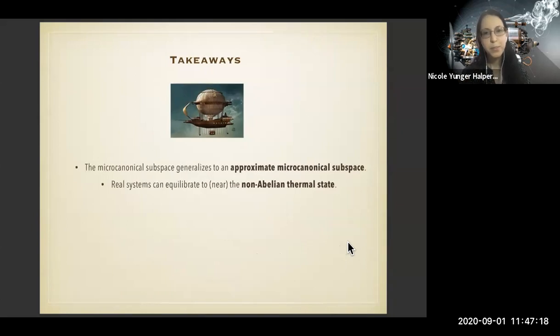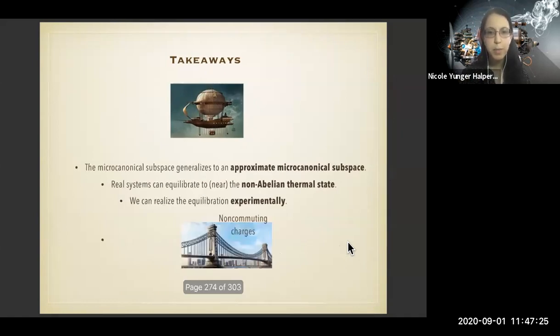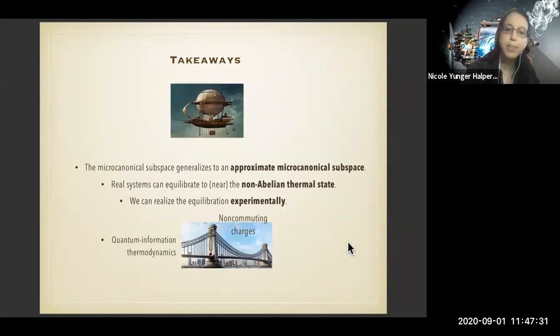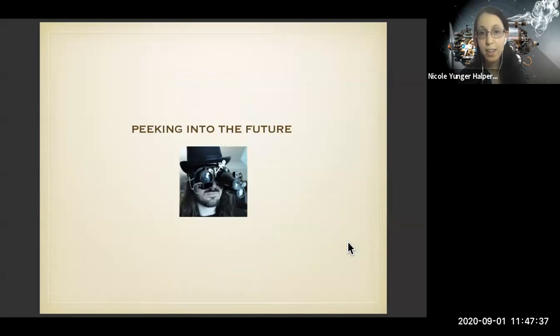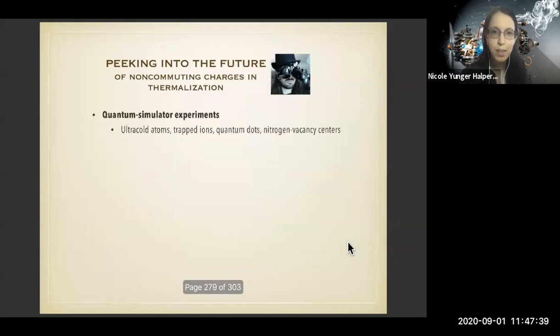Real physical systems can equilibrate to at least near the non-abelian thermal states, and we can realize this equilibration experimentally. So we now have a bridge for non-commuting charges from quantum information theoretic thermodynamics to many-body physics. There is a lot to be done here. First, this experiment can be run so that we could, for the first time, observe this particularly non-classical thermal state.